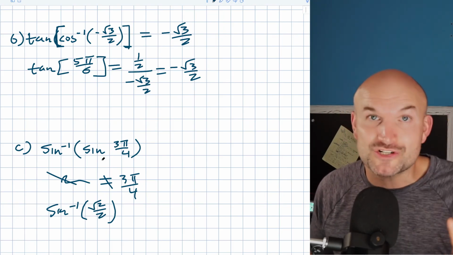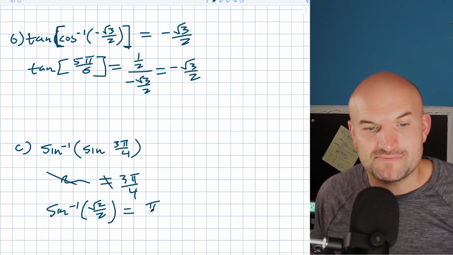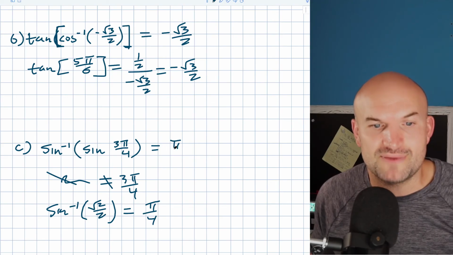But again, we have to follow that restriction. Remember, sine is restricted between the first and the fourth quadrant. So this answer, guys, is pi over 4, which is my original answer.